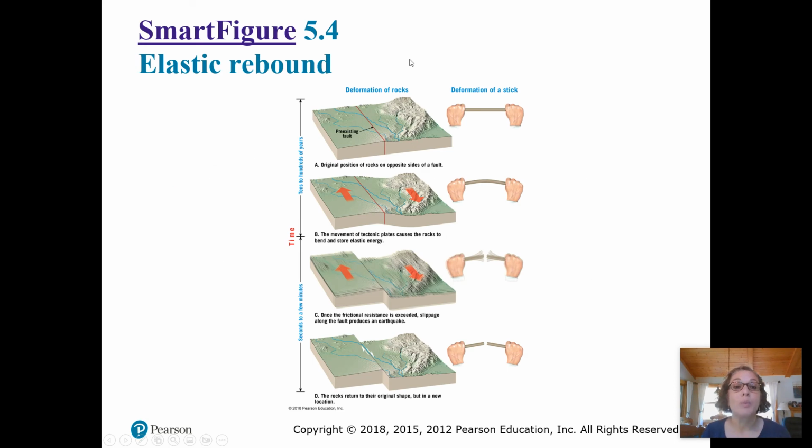This is actually something that's well demonstrated in the SMART figure for elastic rebound, using a stick as an example of how it breaks. I do recommend at this point you pause this video and take a look at that SMART figure for elastic rebound.